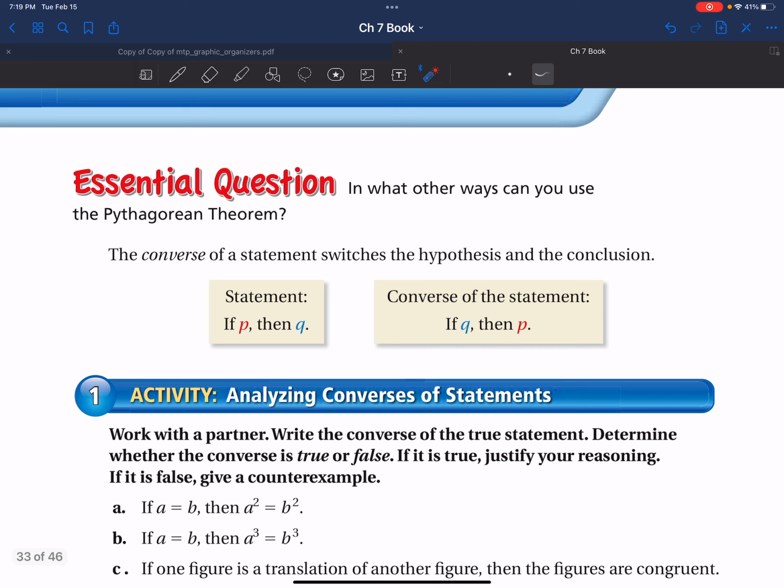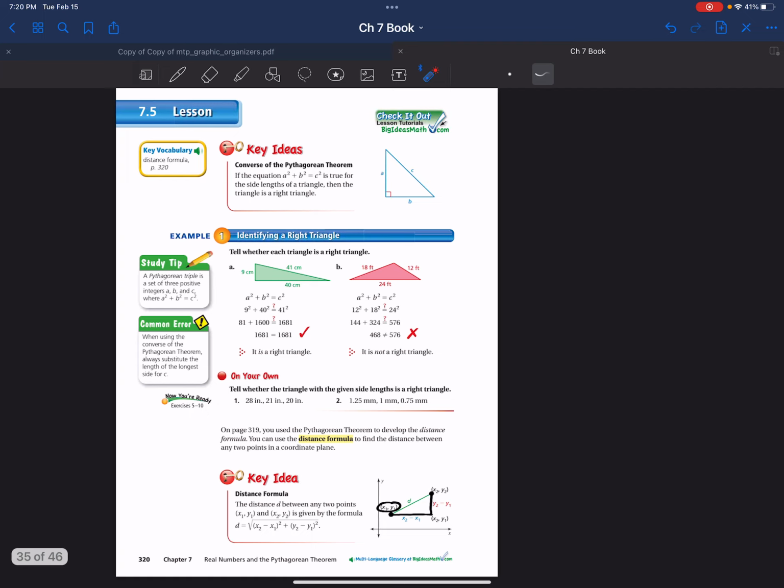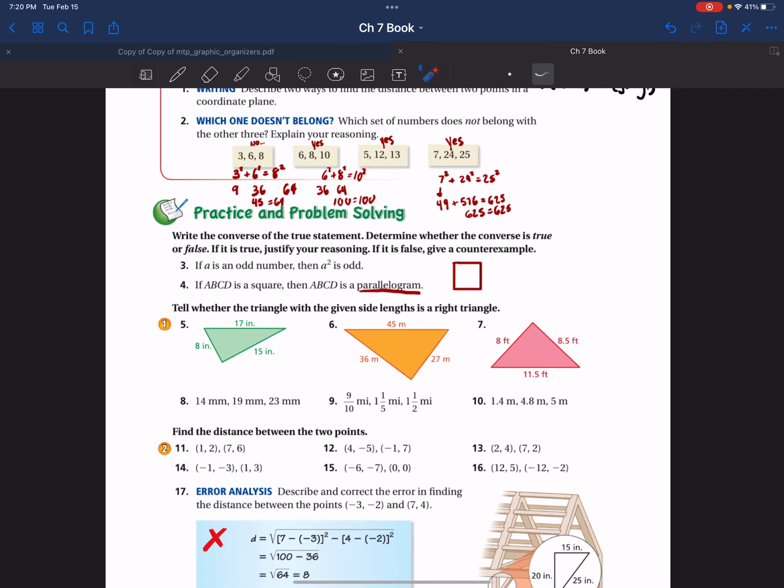Okay, so here we go. This is kind of important. I didn't know this was here. The converse of a statement switches the hypothesis and the conclusion. So, for example, if I said, here's a statement, if P, then Q. A converse of the statement would say, if Q, then P. So basically it's saying, can you reverse it and make it still true? That's going to change how we think about those two questions. Let me go back and check those out.